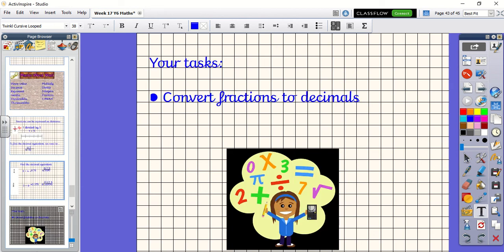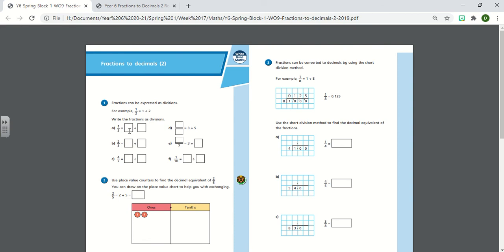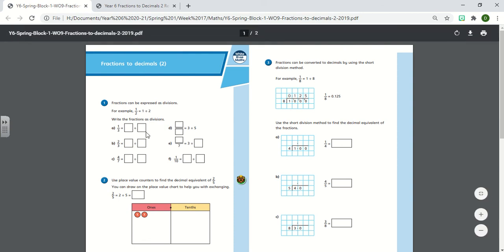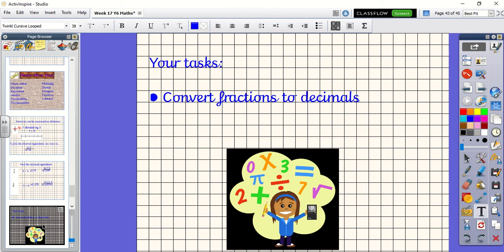Okay, so your work today is you are going to be completing fractions to decimals using the division method today. Okay, so remember you do the numerator divided by the denominator. Okay, so pause this video here please, and then unpause it when you are ready to go on to problem solving and reasoning.